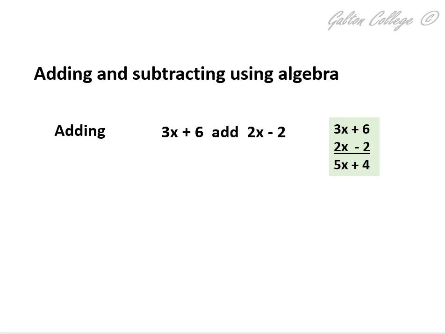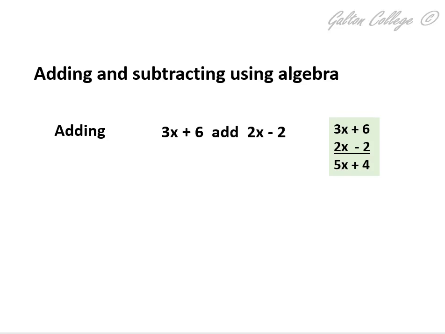Now let's look at adding and subtracting in algebra. Let's say we wanted to add 3x plus 6, and we're going to add 2x minus 2. Now we don't know what x is. X is some number, but we don't know what it is. In fact, that shouldn't worry us. It's just x. X could be 10, could be 100, doesn't matter. What we want to do is to see how it works, to see if we can add using these type of representations.